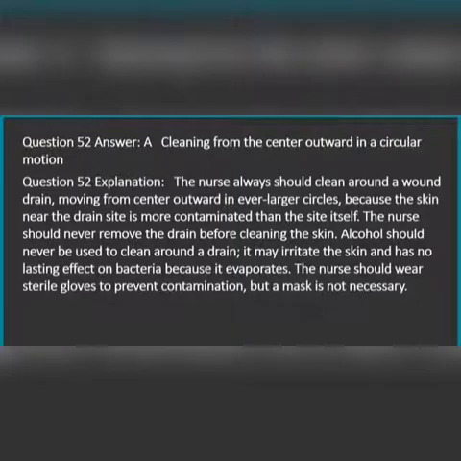Question 52. Explanation: The nurse always should clean around a wound drain, moving from center outward in ever larger circles, because the skin near the drain site is more contaminated than the site itself. The nurse should never remove the drain before cleaning the skin. Alcohol should never be used to clean around a drain. It may irritate the skin and has no lasting effect on bacteria because it evaporates. The nurse should wear sterile gloves to prevent contamination, but a mask is not necessary.